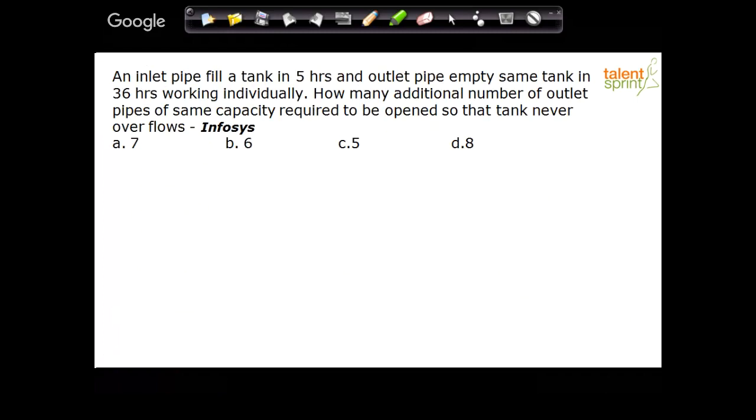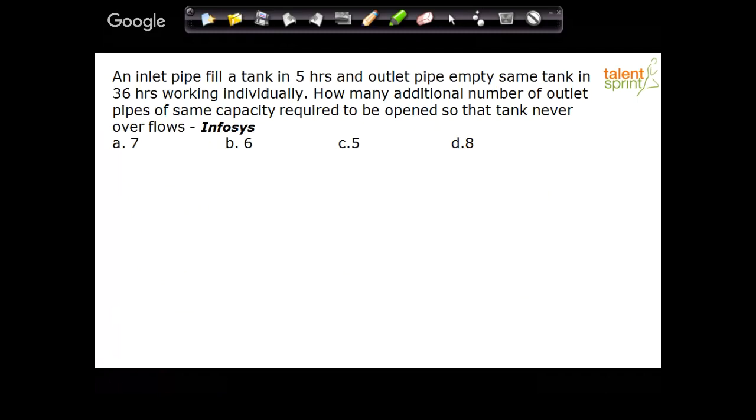Right. So this question is from Time and Work, Pipes and Cisterns, and this was a question that was previously asked in Infosys. So let me read out the question for you. An inlet pipe can fill a tank in 5 hours, and an outlet pipe empties the same tank in 36 hours, working individually. How many additional outlet pipes of the same capacity are required to be opened so that the tank never overflows?